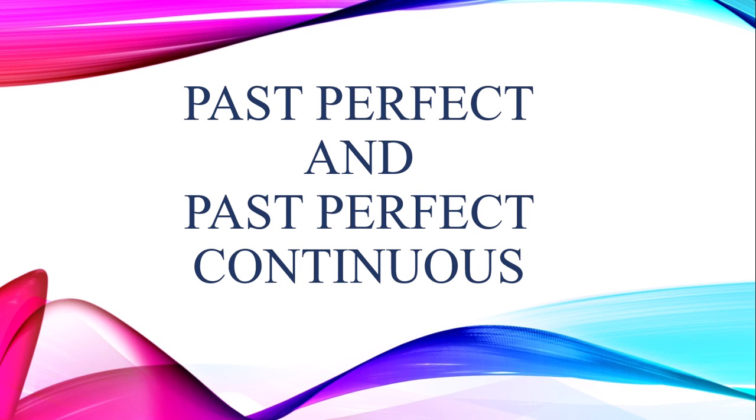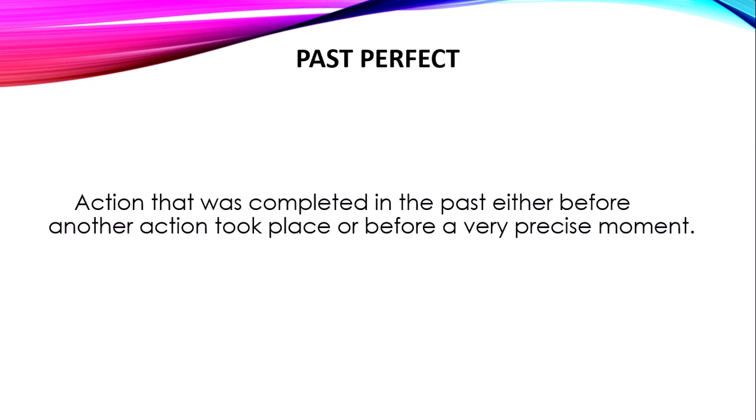Past perfect and past perfect continuous. So let's start with the usage of the past perfect. We use the past perfect to speak about an action that was completed in the past, either before another action took place or before a very precise moment. The form of the past perfect is had plus past participle. Let's look at some examples.